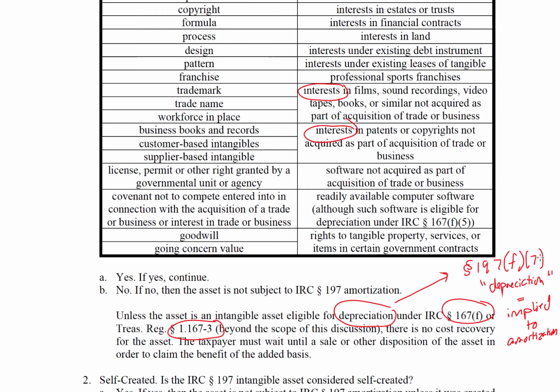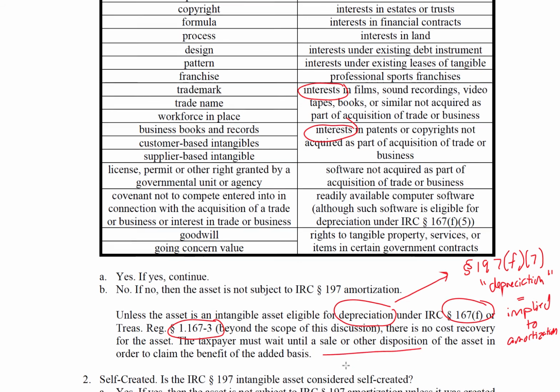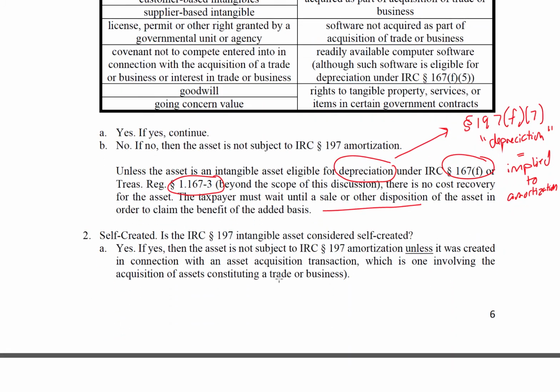Very interesting concept. And I'm assuming that in the depletion rules, which I haven't studied in too much detail, because depletion is more about when you live in an area of mining, and I'm coming from Florida, right? So we don't really have much depletion. But I'm assuming there's a very similar rule with respect to depletion as well. So again, if you don't get those respective items, then you just have to wait until sale or other disposition to recover the basis.